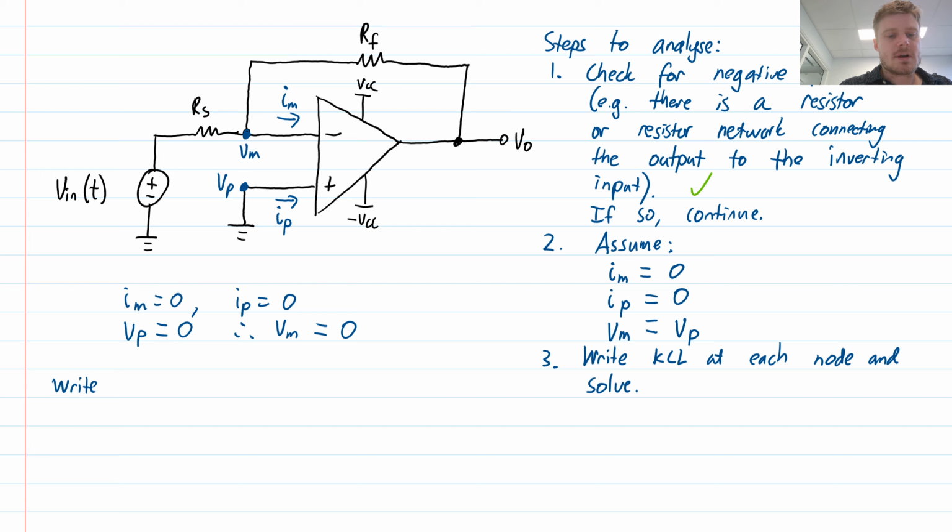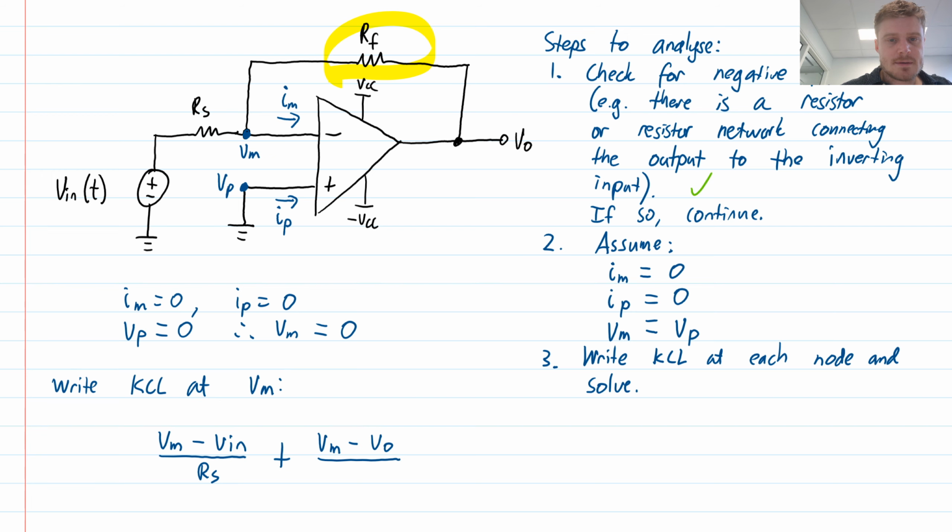Next step is to write KCL at the node which is labeled VM. So if I do that, then I will have the following equation. I will have voltage VM minus V in, so I'm looking at the left-hand branch, divided by RS. So that is the expression for the current that leaves VM to the left. That plus the current that leaves VM to the right through the other branch, VM minus V out divided by RF, is equal to 0. It's equal to 0 because we also assume no current flows into the op-amp inputs.